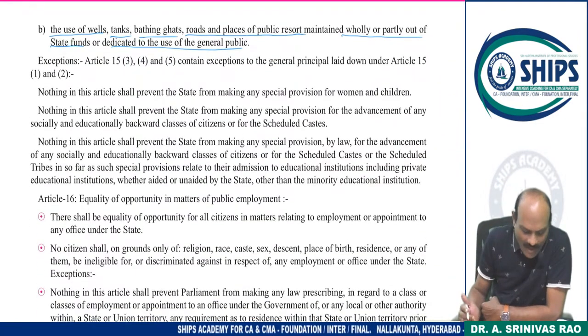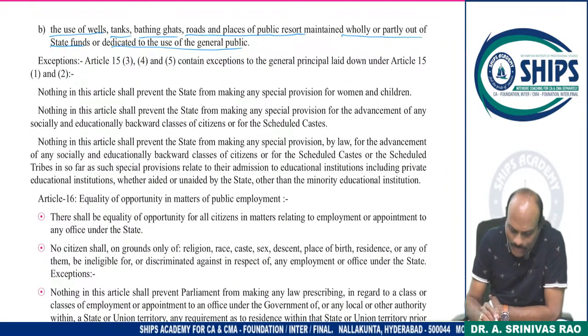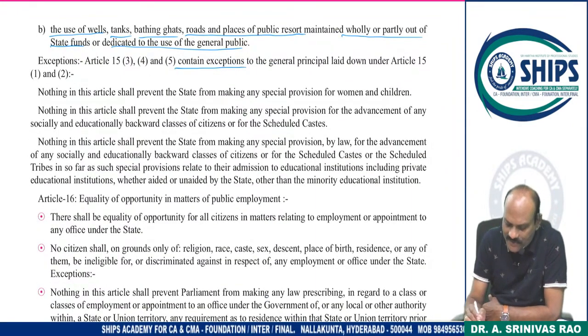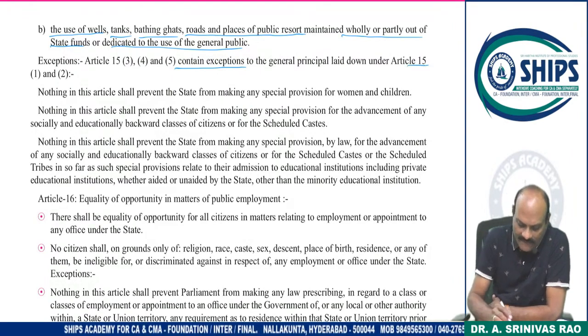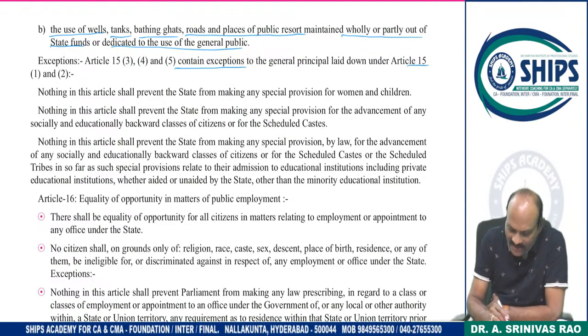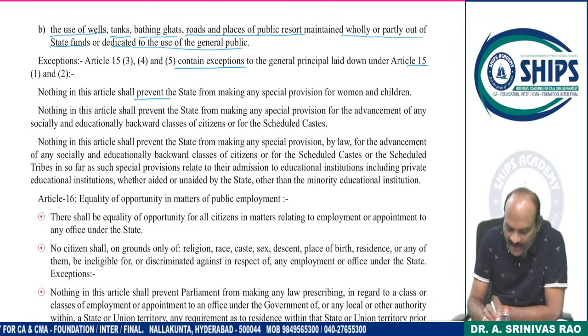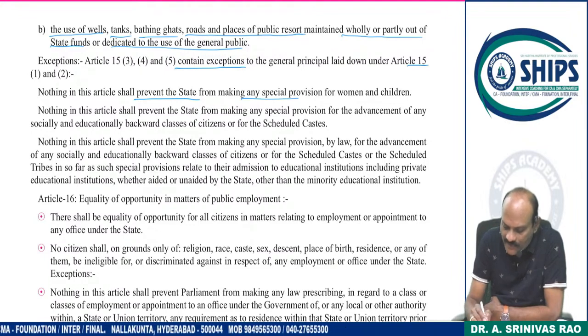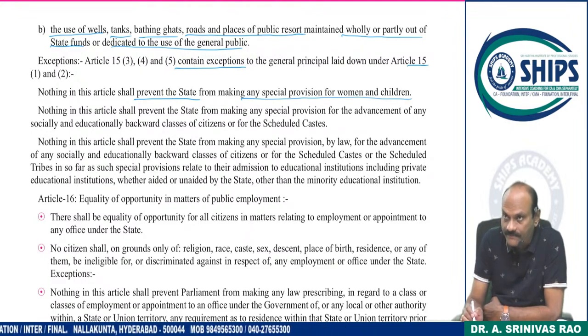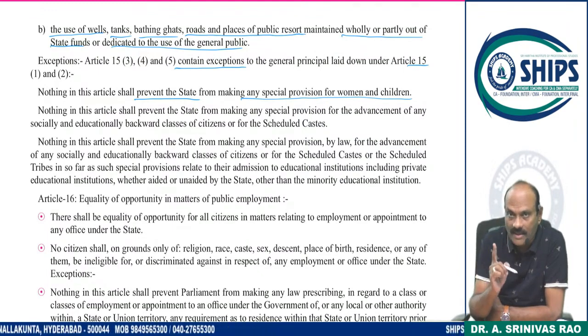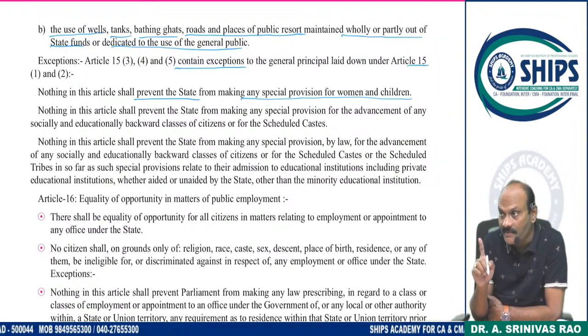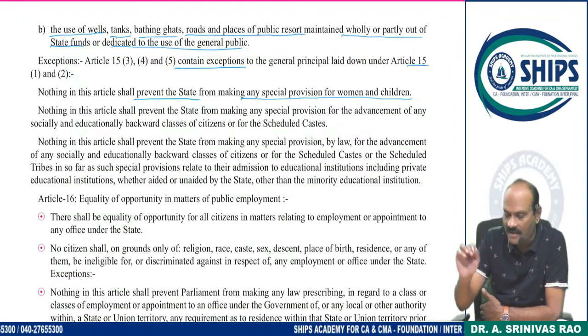Okay. And the next one, guys, is a certain exception to the general principles laid down by Article 15(1) and (2). Listen to these lines carefully. Nothing in this article shall prevent the state from making special provisions for women and children. If you remember the Factories Act 1948, we have separate working conditions and measures for the sake of women and children. So you can discriminate here. There is every possibility because, from their point of view, some soft corner can be there.